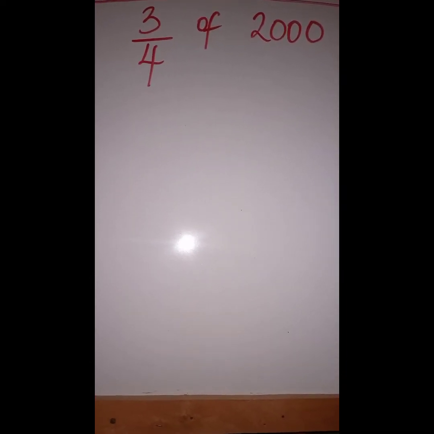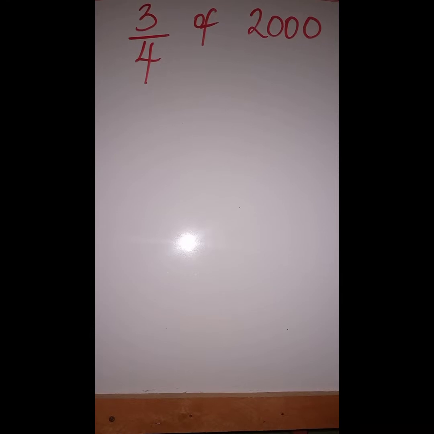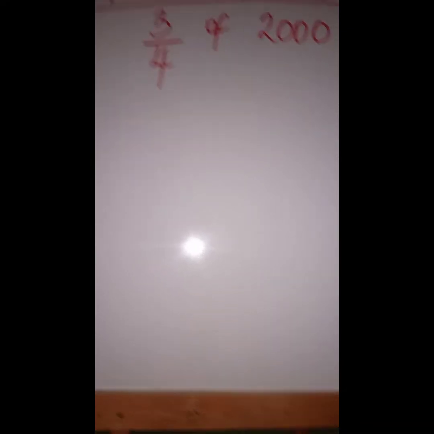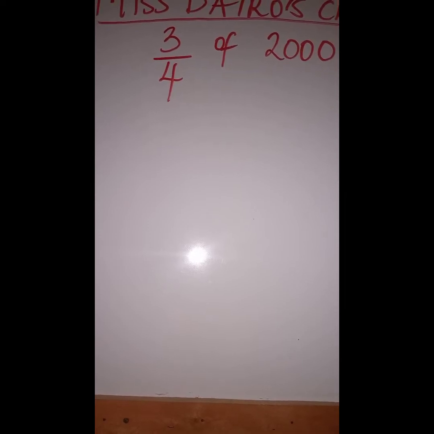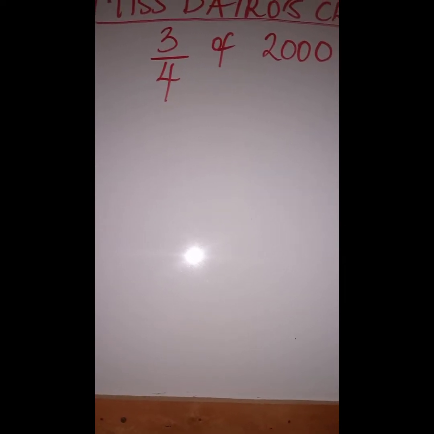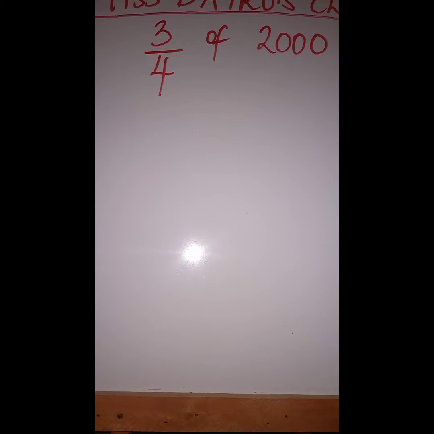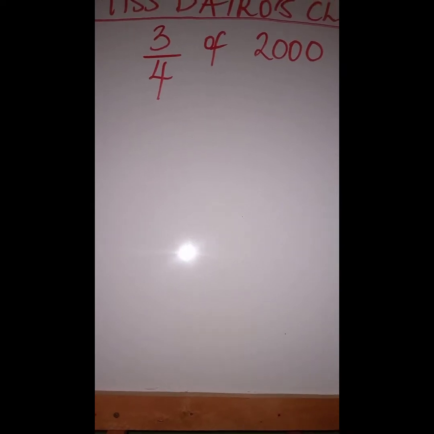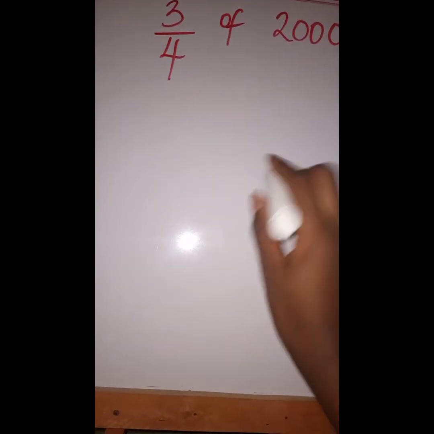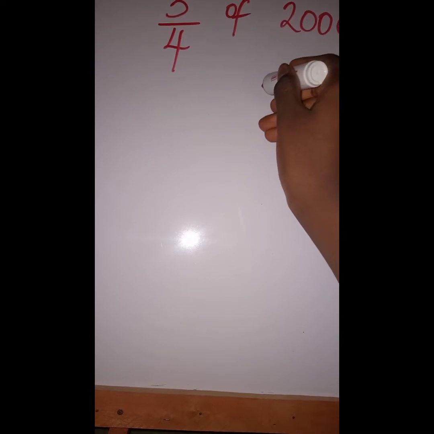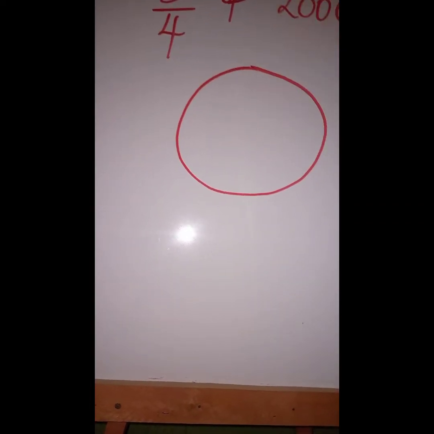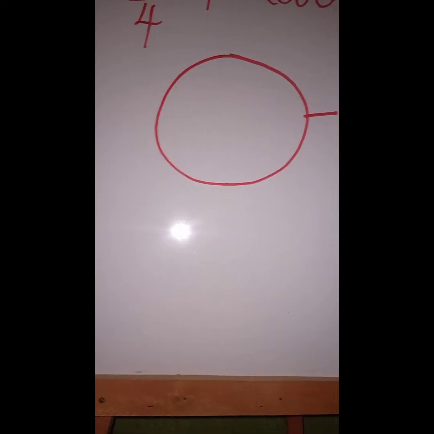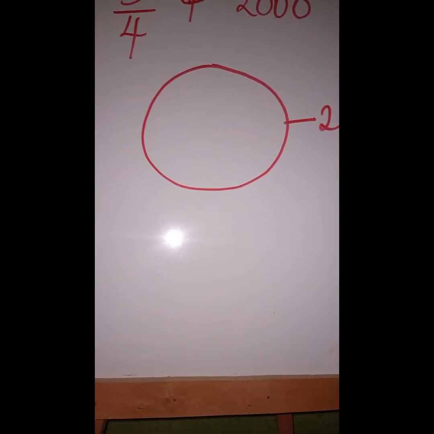Now we have to find three quarter of 2000. I always tell my students using pictures to solve maths can be very, very interesting. And now we are going to use pictures to find the three quarter of 2000. So we are going to represent our 2000 with a circle. So I'm going to draw a circle. And this, my circle, is representing 2000.